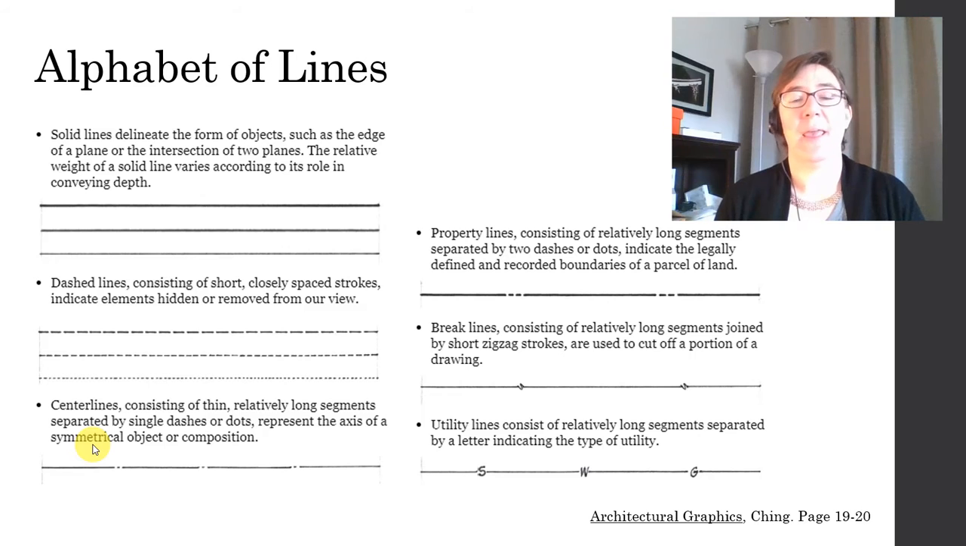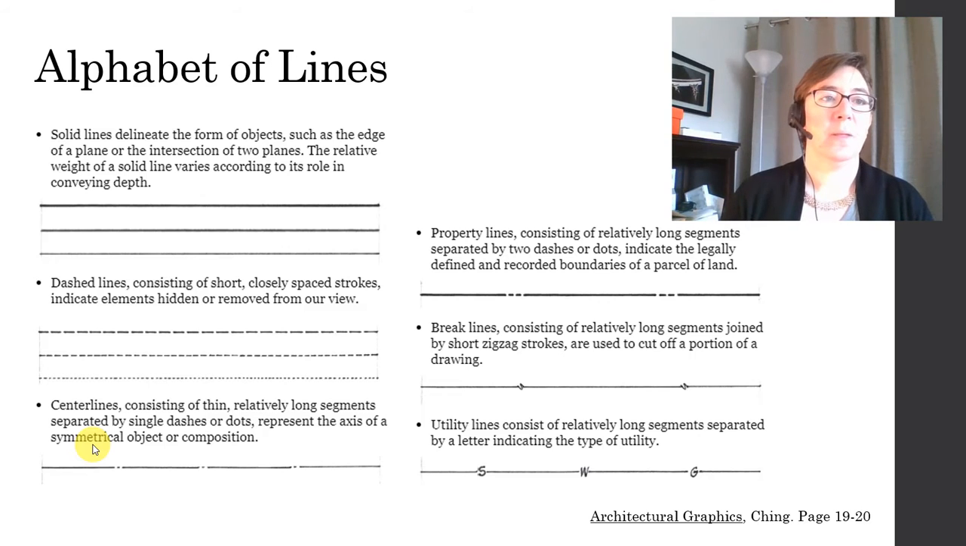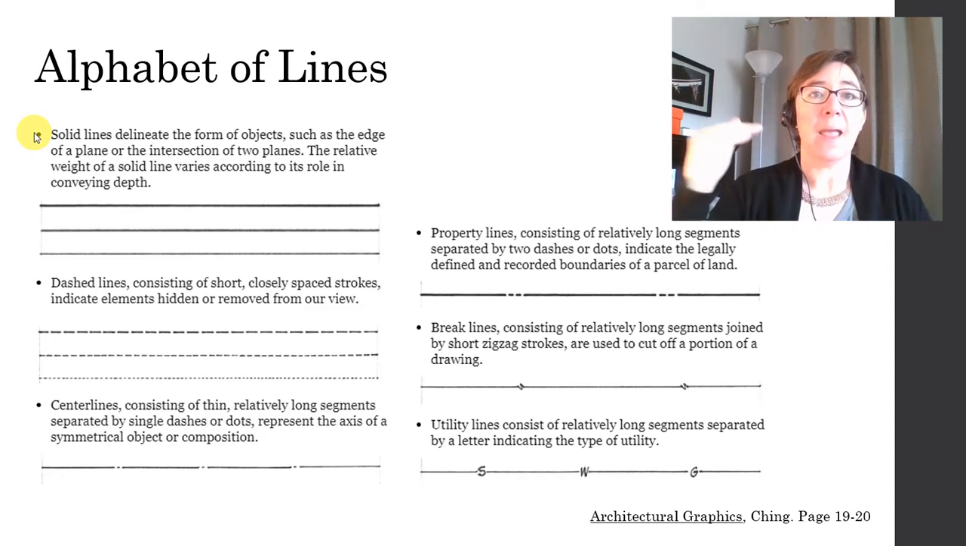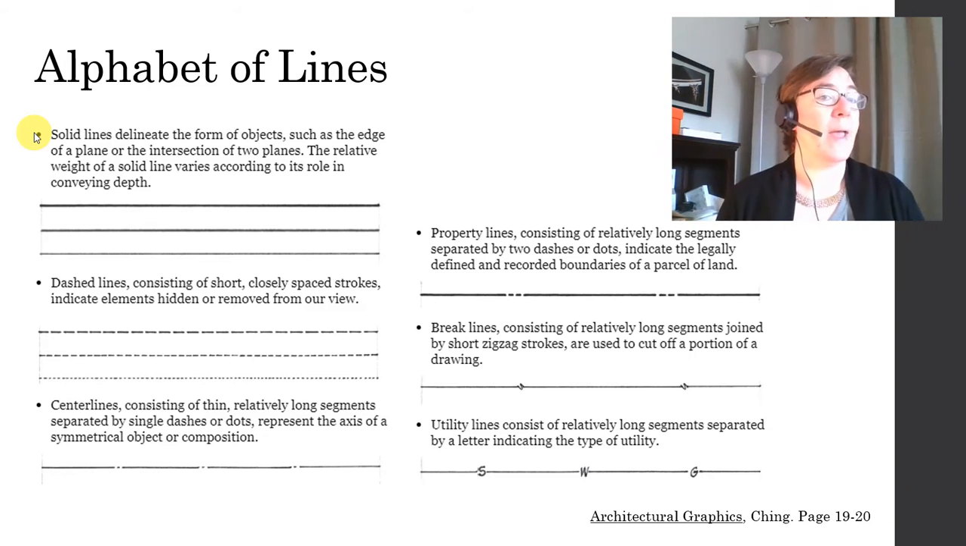Here's some more details about these different types of lines. This is from a different source, but it's got the same idea. The first section here is on solid lines. The last source called them object lines, but again, they show the edge or the form of an object. And it can be of varying line weights depending on the visual depth that you would like to convey.